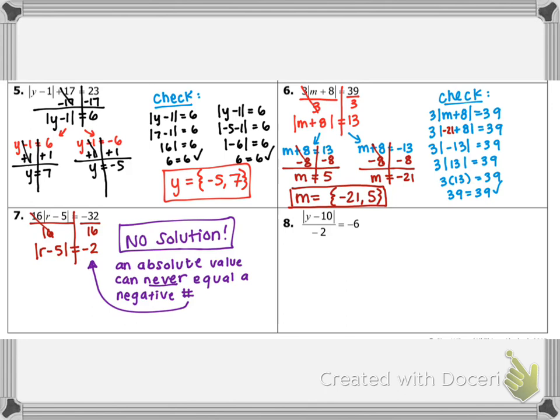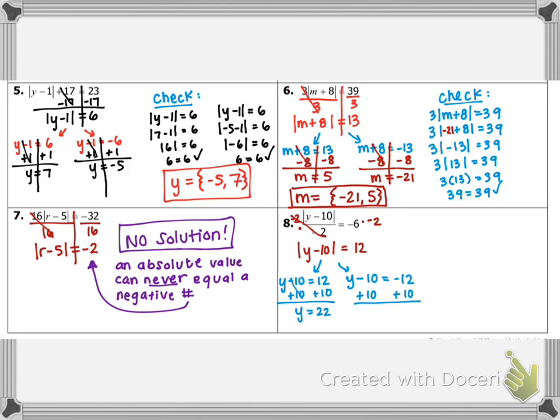So number 8. Again, we need to get this alone. So we're going to times both sides by negative 2. That means that those two negative 2's cancel, and we're left with the absolute value of y minus 10 equals negative 6 times negative 2. Unfortunately, that is a positive 12, so it does work. We're going to have to split it off into 2. So we have y minus 10 equals 12, and y minus 10 equals negative 12. And then again, just solve for both.